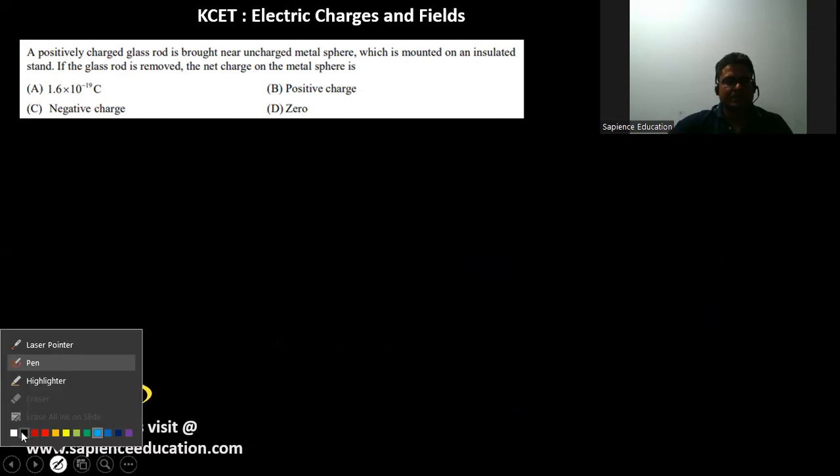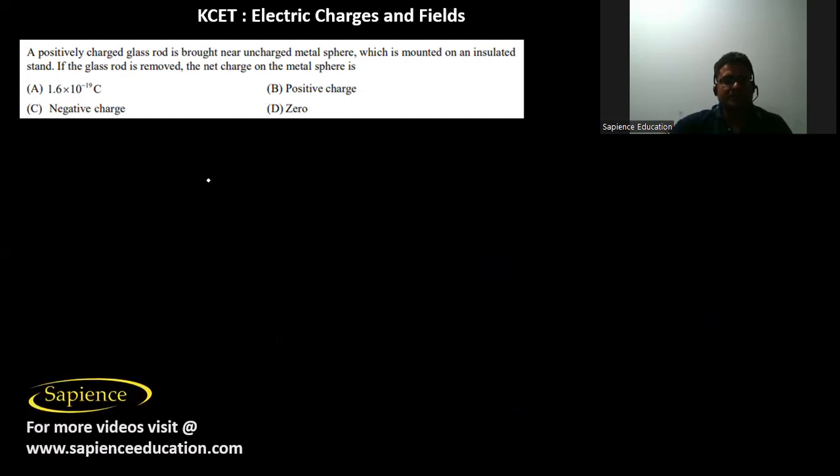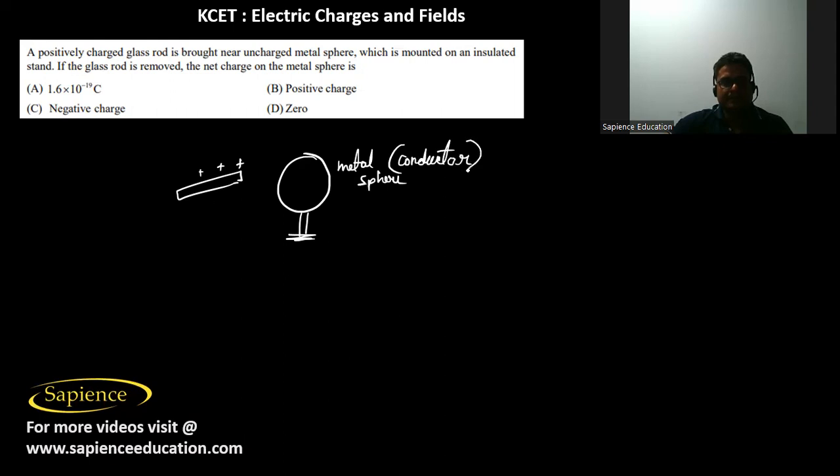Then here it has been told that a positively charged glass rod is brought near an uncharged metal sphere, which is mounted on an insulated stand. It is a metal sphere which is uncharged, so it is a conductor, since it is made up of metal. So if the glass rod is removed, the net charge on the metal sphere will remain zero only, since no charge is being formed.